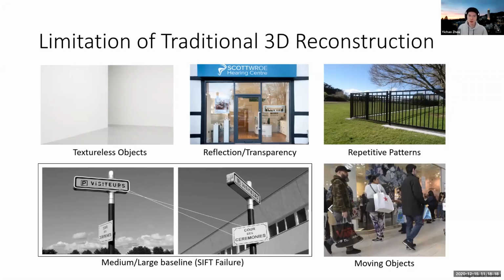Nowadays, we already know that there are a lot of limitations of these pipelines. It doesn't work well on textureless objects. It doesn't model correctly when there's reflection or transparency. Most feature points are not robust against repeated patterns. Also, when the baseline becomes large enough, structure from motion or SLAM systems are likely to fail. Finally, when you have a moving object, it obviously violates this assumption. So yeah, they don't work very well.